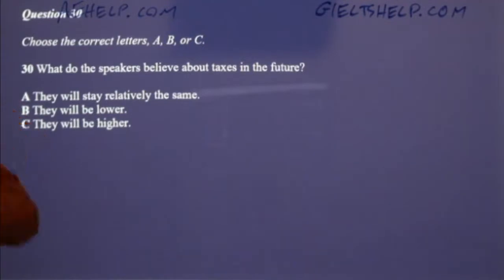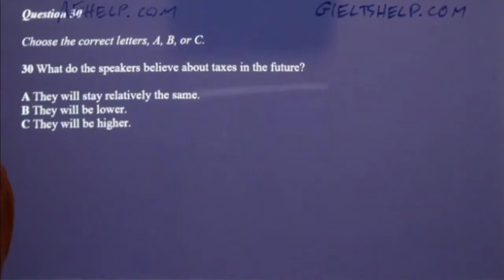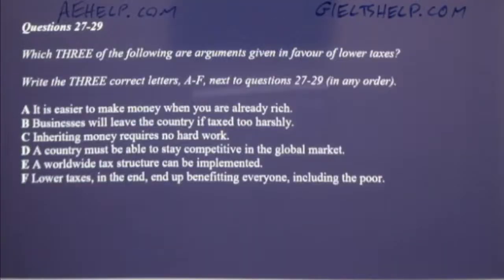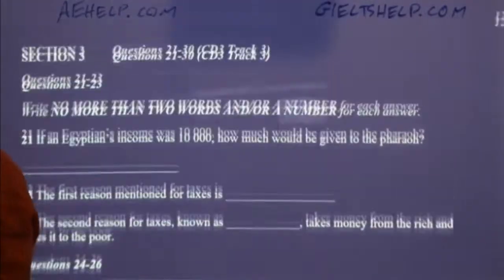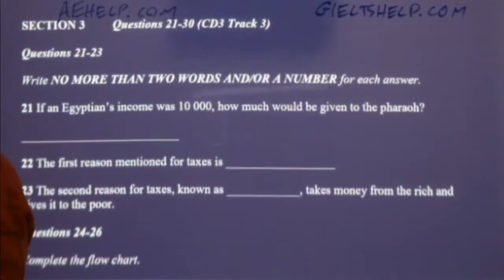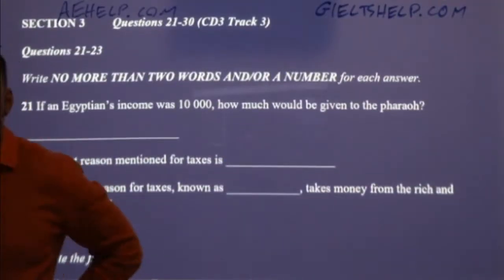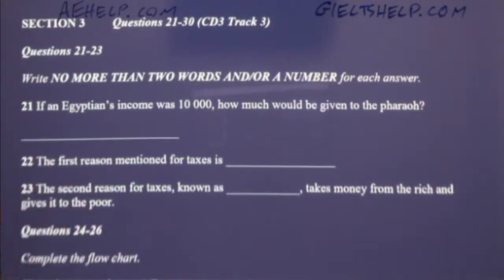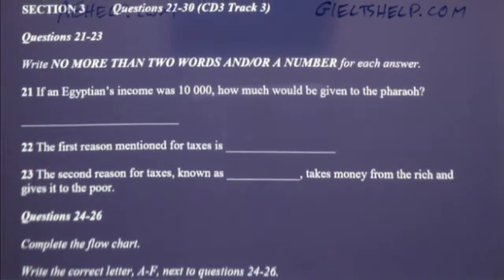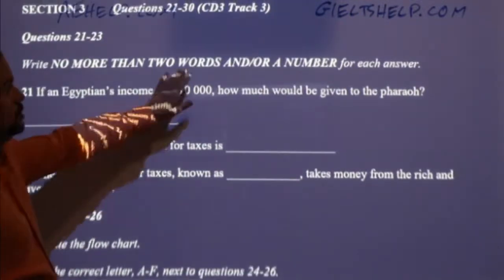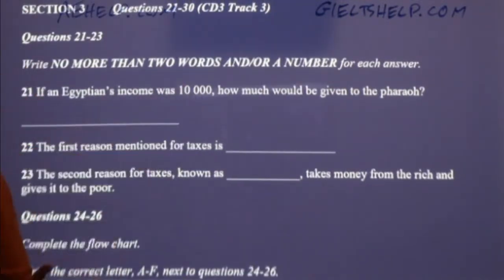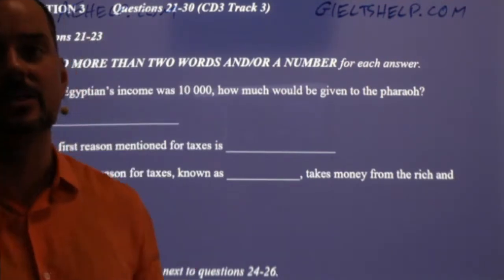Okay, students, so there's a section 3 about taxes. Let's just stop the audio there and let's go through the answers together, see how you did. Here we go with question 21 to 23. It's no more than 2 words and or a number. So this is short answers.